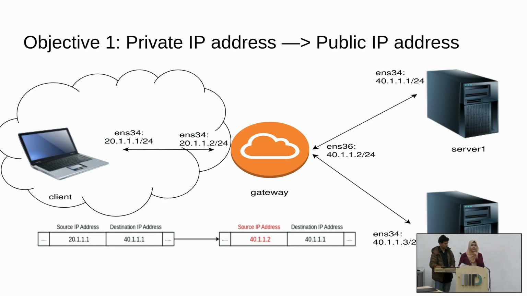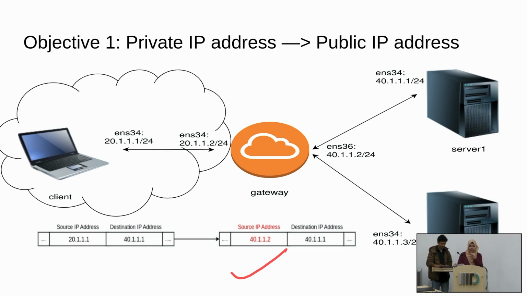So here again, we'll take the help of the gateway, and it will act as a network address translator. Our objective is, if the packet has this source and this destination, we want our source IP to become the IP address of the gateway, and that too of the outer interface, that is 40.1.1.2. I hope the objective of NATting is clear. This is our first objective.